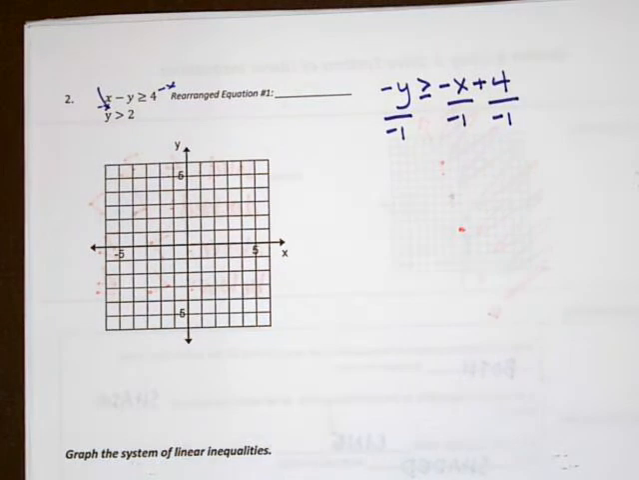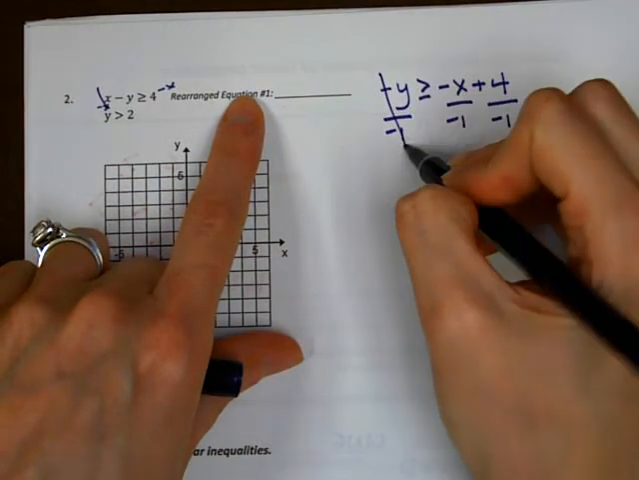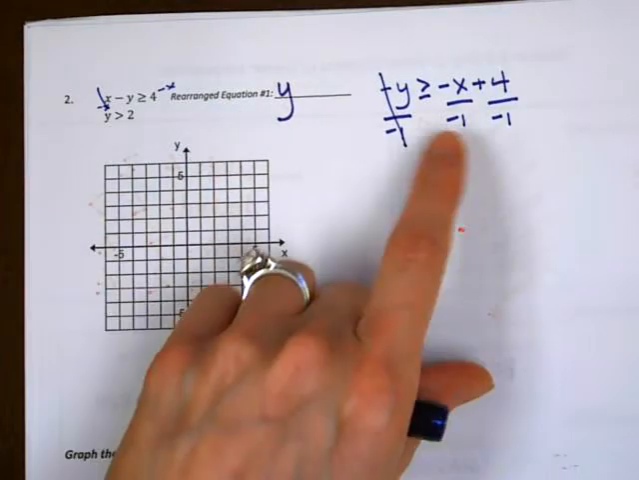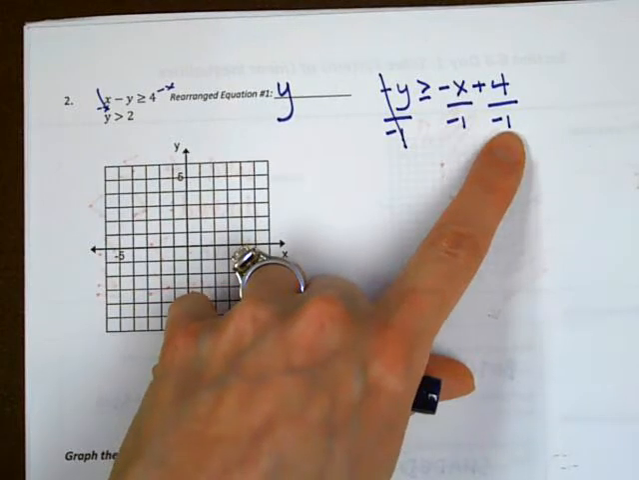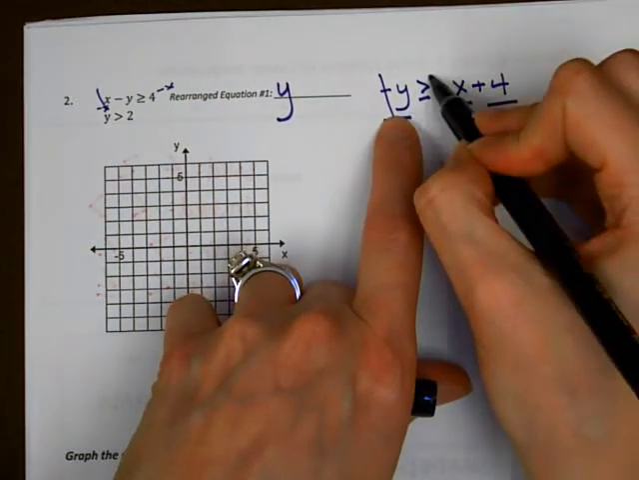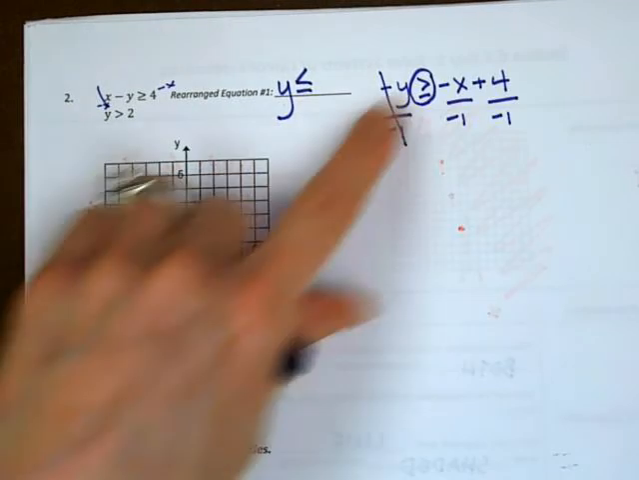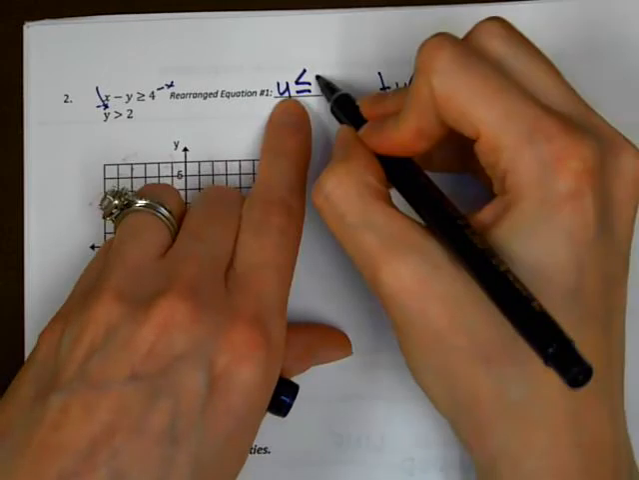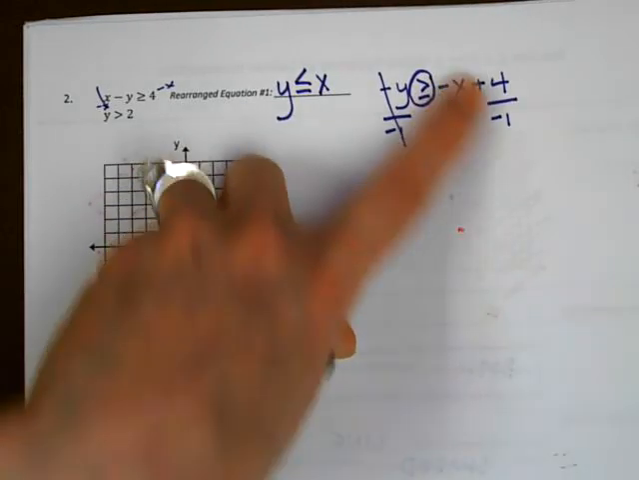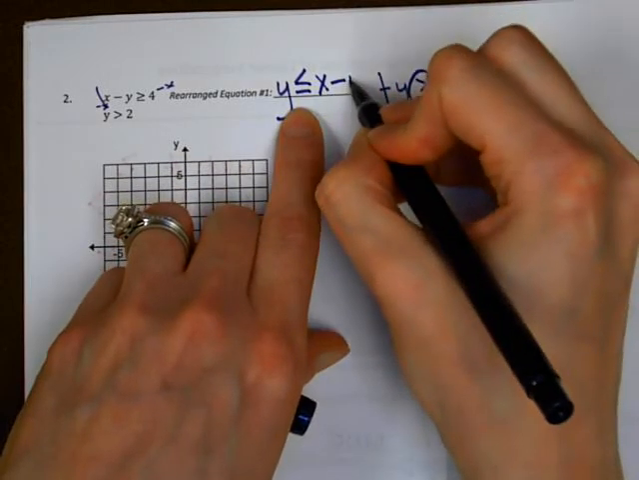All right, so what do we have? A negative y becomes a y. Uh-oh, we divided by a negative. So do you remember what you have to do with the symbol? We got to flip it. Whenever you divide by a negative, flip the symbol. A negative negative becomes a positive x. And then 4 divided by -1 is -4.